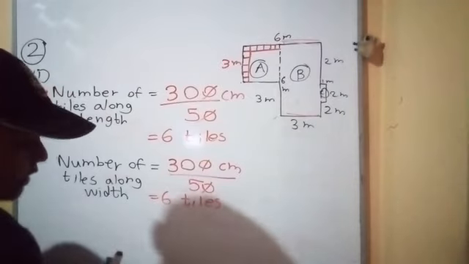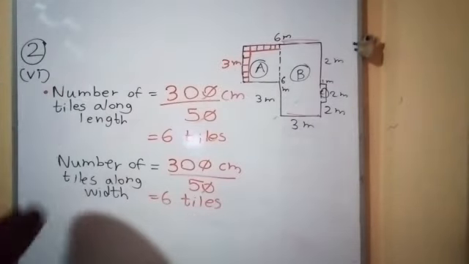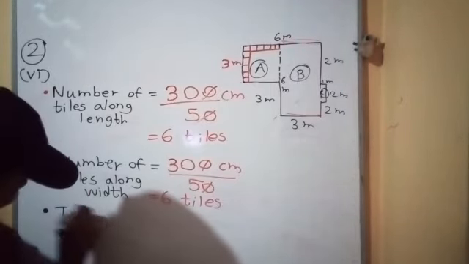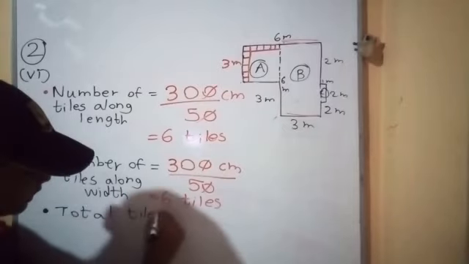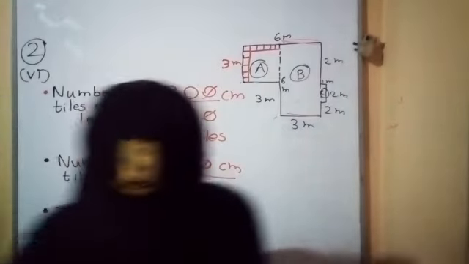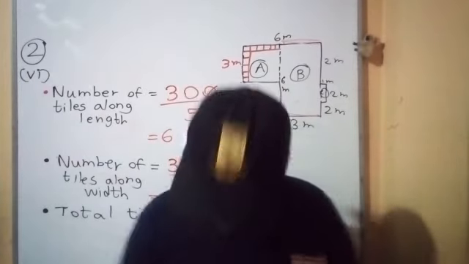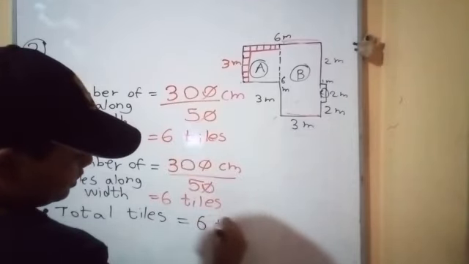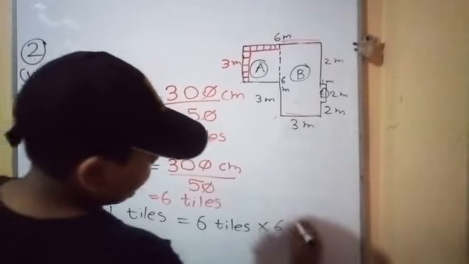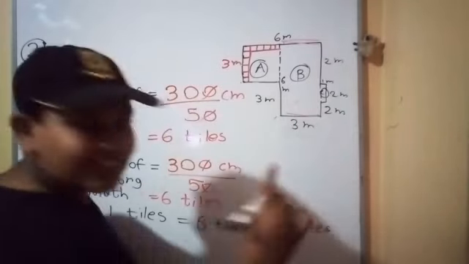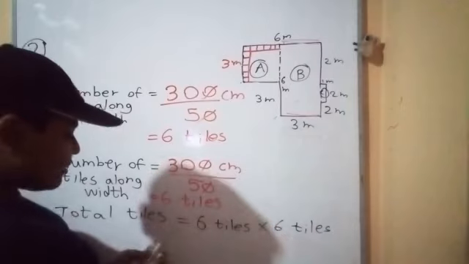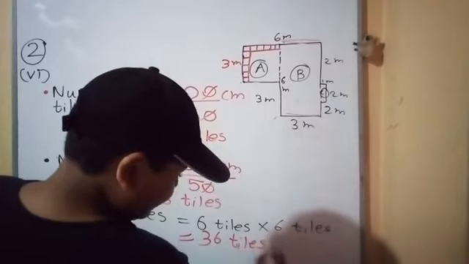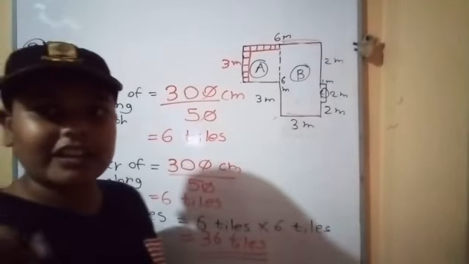So now let's find the total tiles. The number of tiles required is, now, along length is 6 tiles, along width also 6 tiles. So 6 multiply 6. So what is the answer? 36 tiles. That means 36 tiles are required for this purpose.